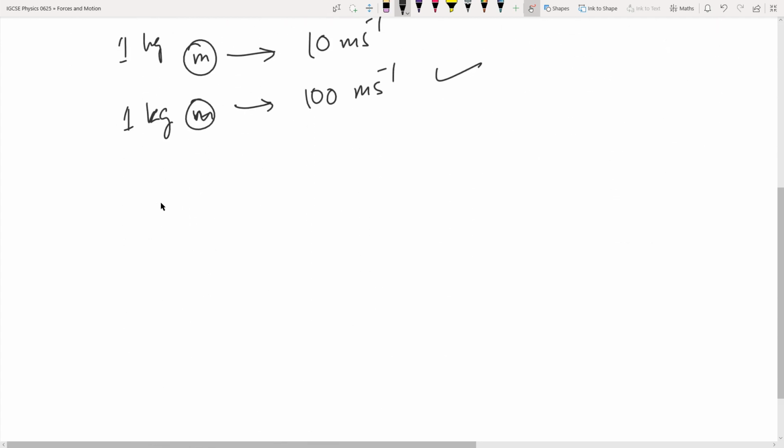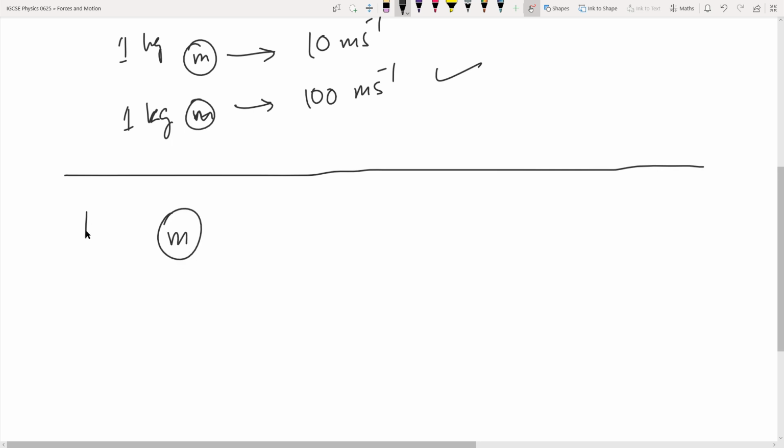So this can be related to force. For example, let's say we have a sphere. This is 1 kilogram, right? This is at rest, right?